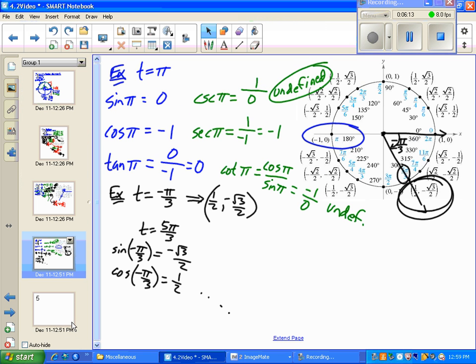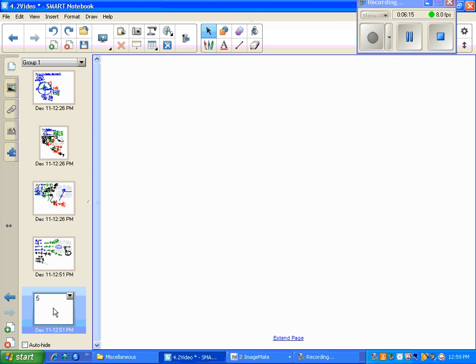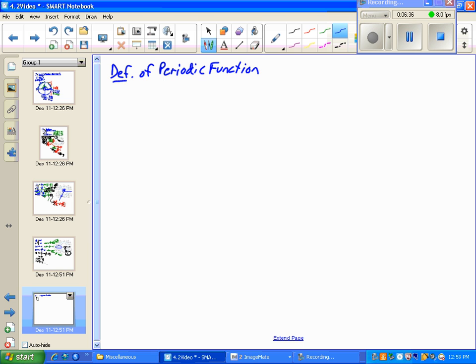All right, let's move on. Let's talk about the definition of a periodic function. These trig functions are periodic. They're kind of interesting. The definition of a periodic function: a function is periodic if, I'll write it down.